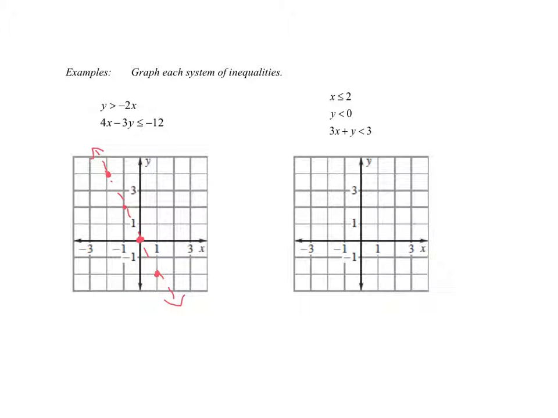And we can't use 0, 0 as a test point, but we can use 1, 1. Plugging 1, 1 into the inequality, we see that 1 is greater than negative 2. So the solution region for the first inequality is above the line.